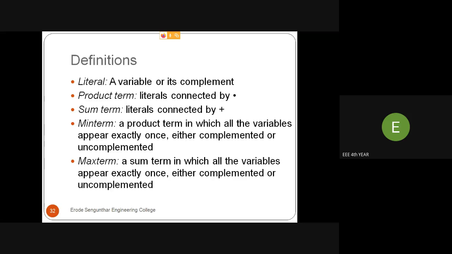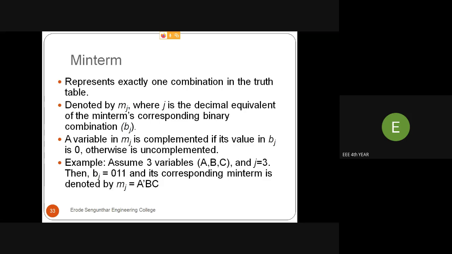So a min term is nothing but a product term, and a max term is nothing but a sum term. Either complemented or uncomplemented, but all the variables appear. A min term represents exactly one combination in the truth table. The max term also represents exactly one combination in the truth table.